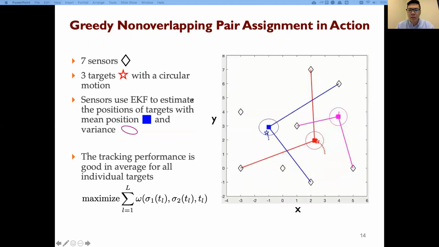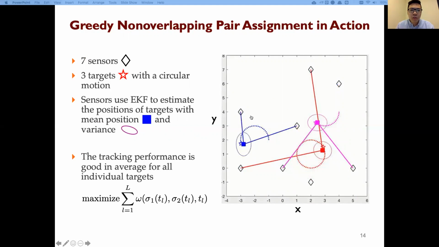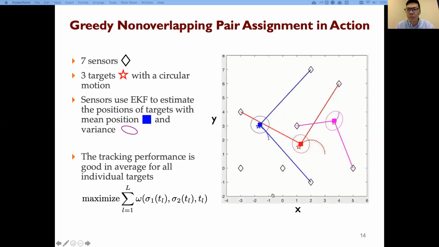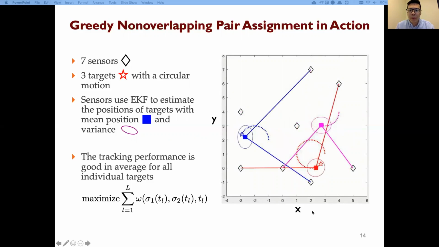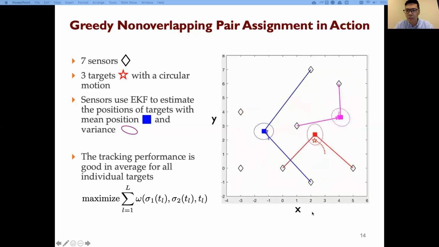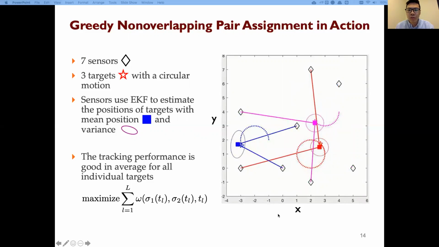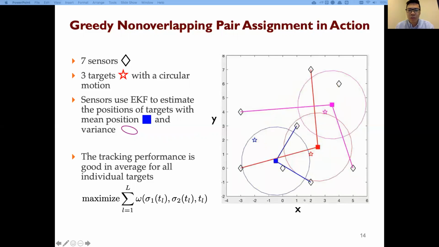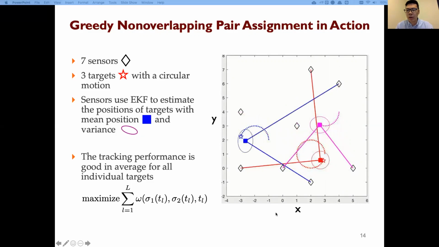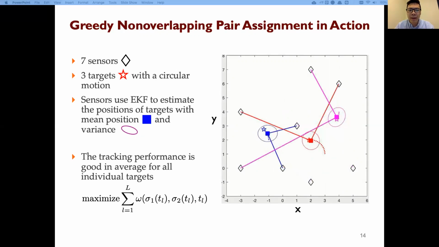So to show its performance, we perform a simulation of multi-target tracking. So here 7 sensors plotted as diamonds are tasked to track 3 targets with circular motion. The target is plotted as a pentagon. The sensors use an extended Kalman filter to estimate the position of each target to get its mean position and variance. So here the solid square denotes the mean position of the target, and the ellipse denotes its variance. So you can see that the estimation error is very small for all 3 targets, which means the sensors' estimators perform very well by using our greedy pair assignment.